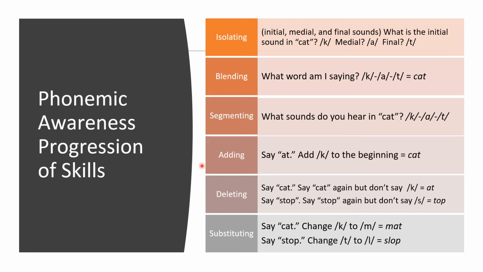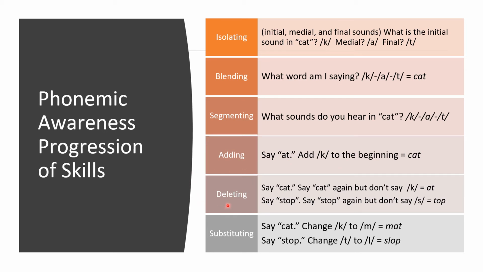Then we would move on to adding a phoneme. So you may give the student a rime and ask the student to add a beginning sound. So you might say at, and then the student repeats at. And then you ask them, add k to the beginning, and what do you get? And the student tells you cat.